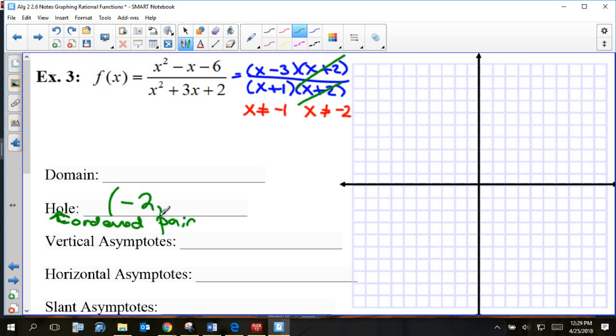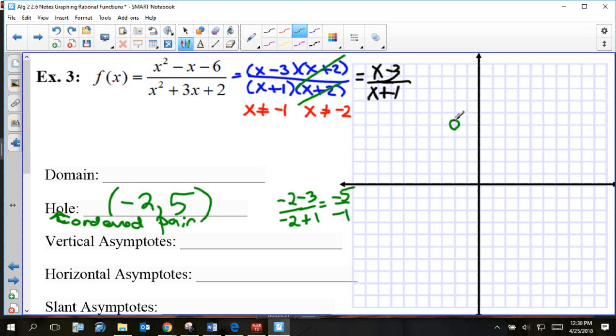Do not plug that into the equation you just crossed out, the original, because that's going to equal 0, the denominator will equal 0, and that's not going to work. You have to plug it into the simplified equation, x minus 3 over x plus 1. So we plug in -2: -2 minus 3 over -2 plus 1. And I get the hole is (-2, 5). I'm going to graph that. -2, 5, it's a hole, so draw it as an open dot.